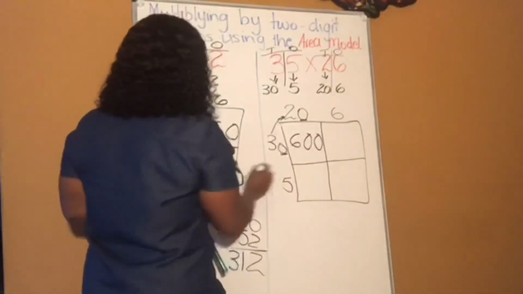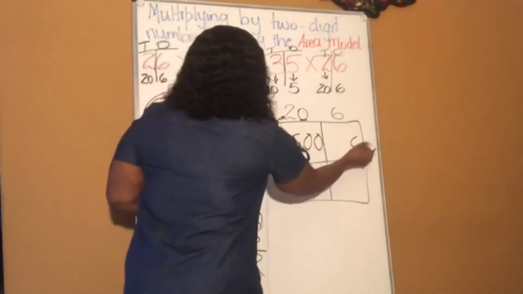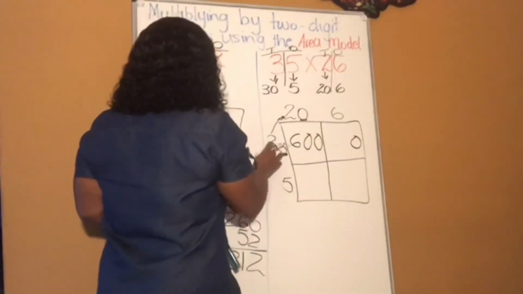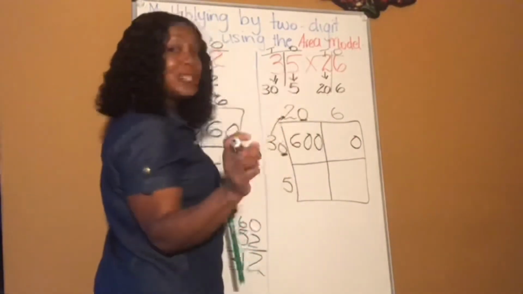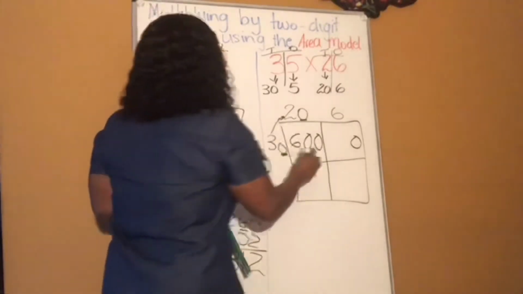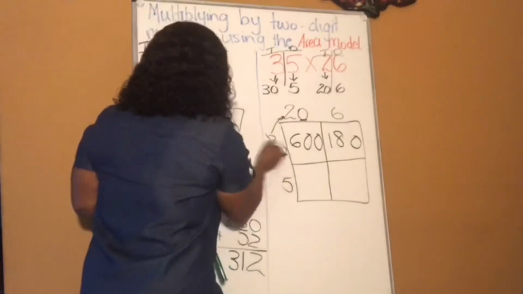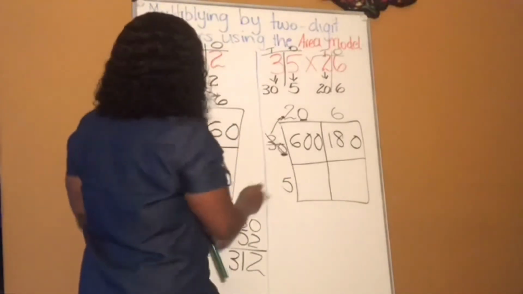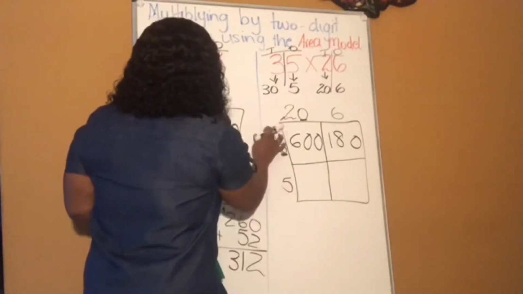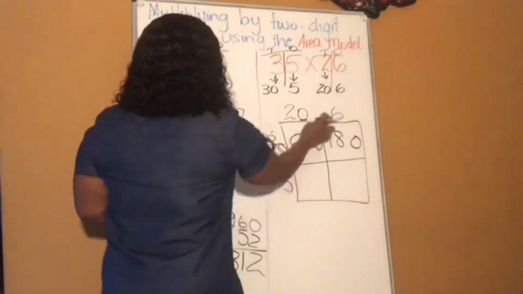How many zeros? Only 1. Then 3 times 6. You need to skip count if you don't know, but it is 18. We're done with 30. We're not using it again. We're going to 5 times 20 and 5 times 6.